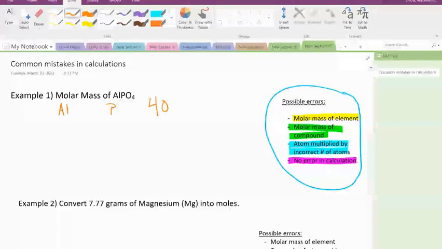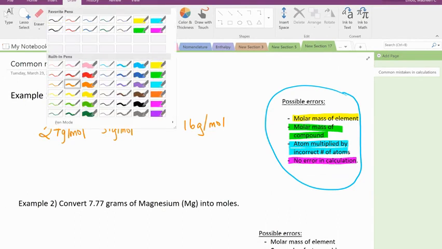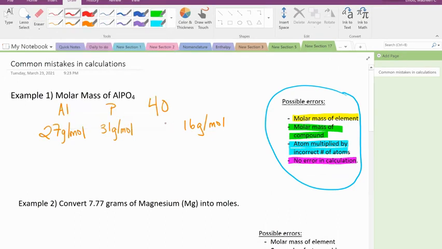So if I go back up here, aluminum is 27 grams per mole. Phosphorus is 31 grams per mole, and oxygen is 16 grams per mole. But what I need to remember when doing this, of course, is that I'm going to multiply this oxygen by a total of 4, because there's 4 moles of oxygen in this. So I'm going to take all of these values, and then I'm going to go ahead and add them up. 27 plus 31 plus 4 times 16. And when I do, I'll get whatever that answer is going to be.